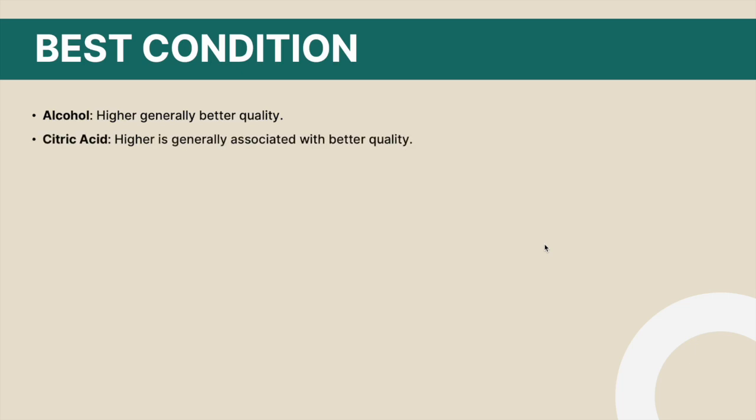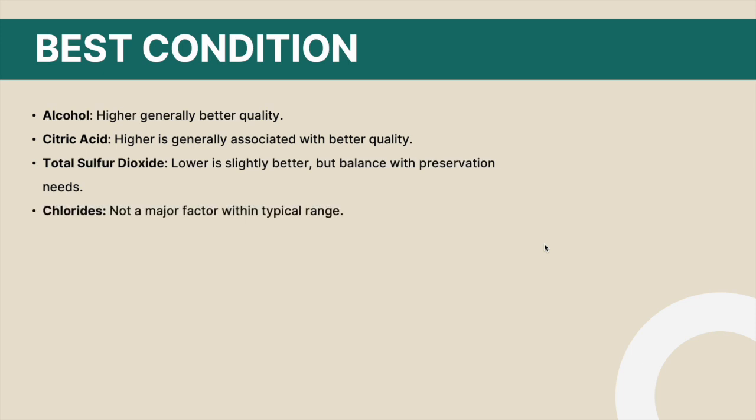Now we're going to talk about what the best condition of red wine is. Based on my analysis, a higher quality red wine is likely to have higher alcohol and higher citric acid. But the higher quality red wine has a lower sulfur dioxide level. And chloride is not a major factor.